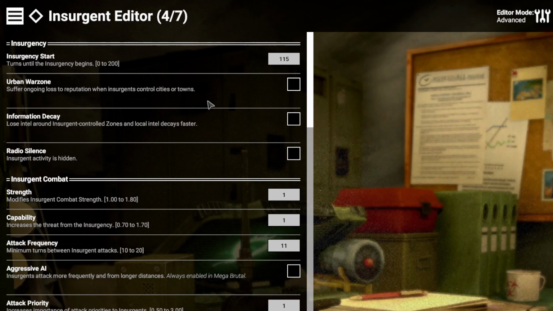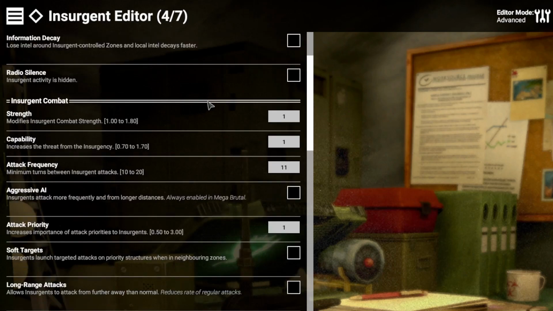Capability modifies how powerful insurgents are. Higher values means more powerful they are. Attack frequency. Self-explanatory. Aggressive AI. Self-explanatory. Attack priority increases the chance that insurgents will attack important zones such as HQ or urban areas. Long range attack distance. Self-explanatory. Combat support increases the strength of nearby insurgents by the value you set +1. Values below 0 decrease strength of nearby insurgents.